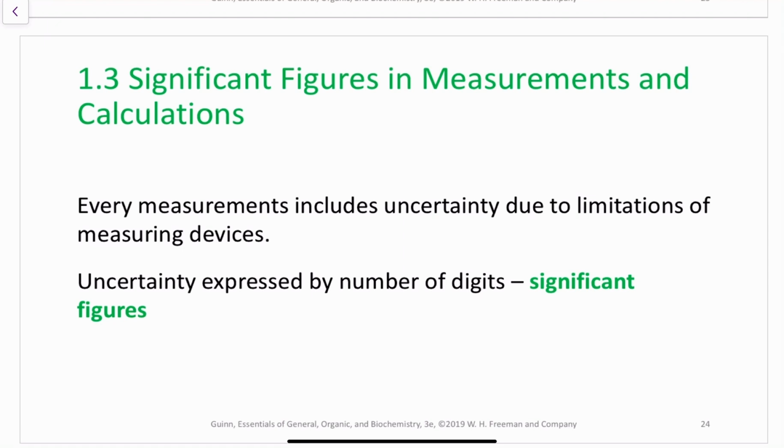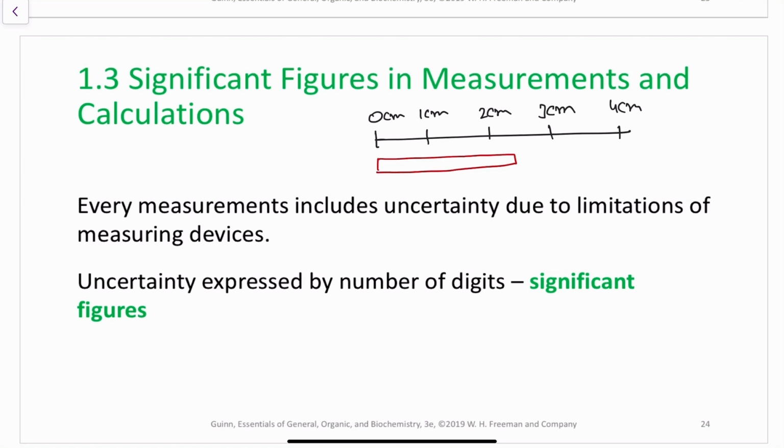For example, let's say we have a scale, starting with 0 centimeter, 1 centimeter, 2 centimeter, 3 centimeter, 4 centimeter. Let's say this is a scale, and if we want to measure a pen or any stick, let's say this is the stick that we're going to measure. What should be the length of this stick if we use the ruler that we just drew on the top?